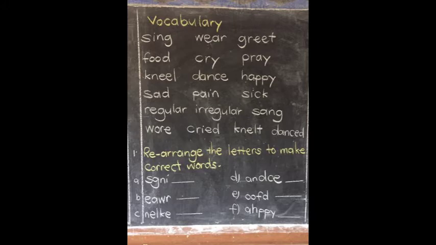Sing is S-I-N-G. Then on B we have E, A, W and R. When you look at those letters, they can give us a word. When you rearrange them, you can get a correct word. Which word do you think they form? That word is wear. Can we spell the word wear? It is W-E-A-R. That is very good.